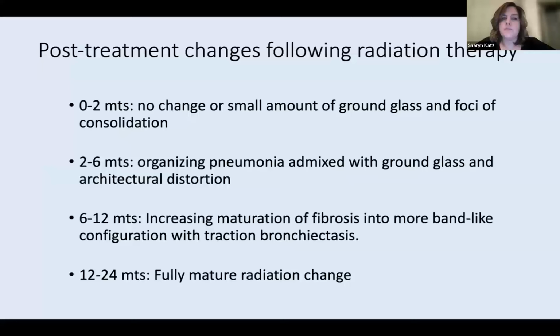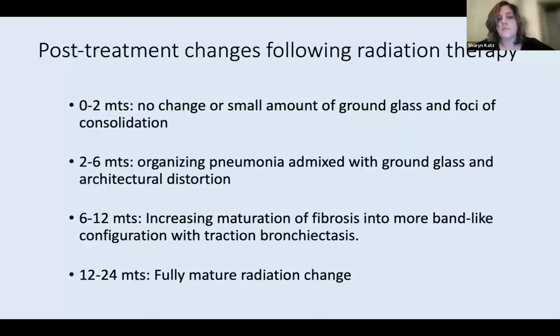And to consider the timing of the changes, where they are in that spectrum of evolution of radiation-induced lung injury following therapeutic radiation. In the first 2 months, as you may know, you initially see nothing. Then towards the end of that window, you start to see some patchy ground glass, typically very quickly escalating to consolidation. That peaks around 2 to 6 months, where you have an organizing pneumonia pattern admixed with ground glass, and there's architectural distortion.